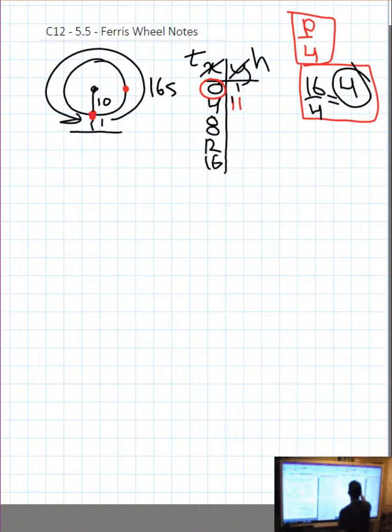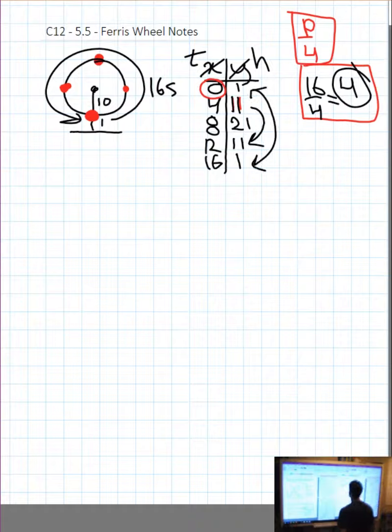Excuse me, let's do that in black. And then 8 seconds in, I'll be at the top in red again. And that will be 2 radiuses, which would be 20, and the height, 21, not 22. And then finally, I'd be off to the left at 12 seconds, and that would be a height of 1 radius and the height off the ground, 10 plus 1 is 11 again. And then at the end, I'd be back down at the bottom at the same height I started at, off the ground at 1. Notice this symmetrical pattern. Now, that's usually going to happen for the elementary questions.